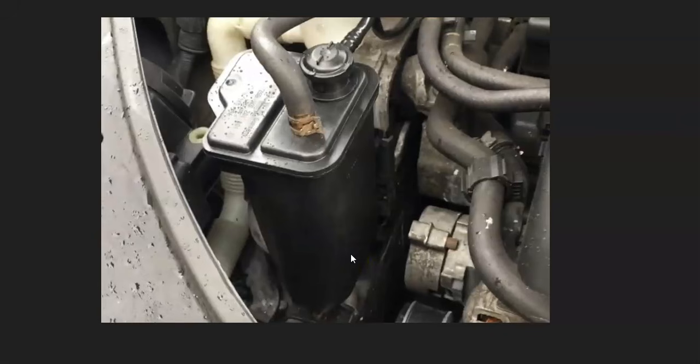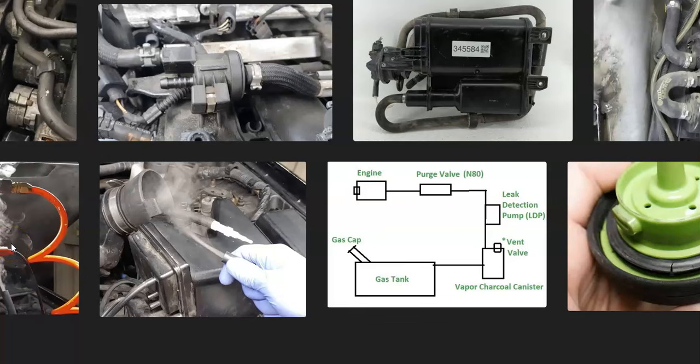Trying to find a leak in the evap system can be hard to do sometimes. That's why mechanics will use a smoke machine. But the next thing to do is to follow all those hoses and check out all those components and try to find the leak. And so that's basically it. I just wanted to give a basic overview of how you go about fixing a Volkswagen with the P0442 code.